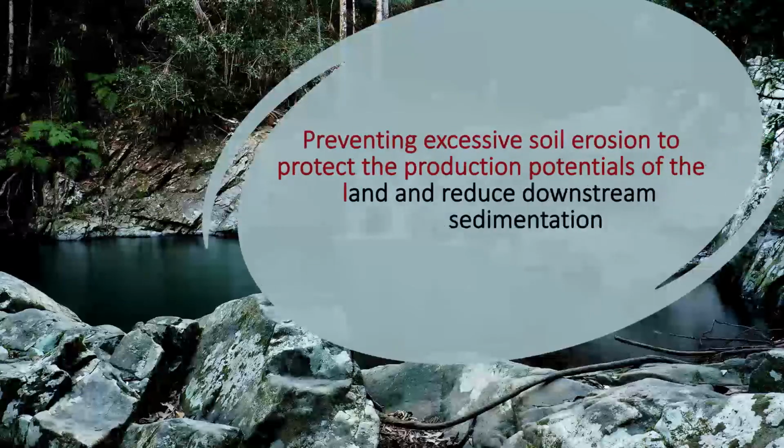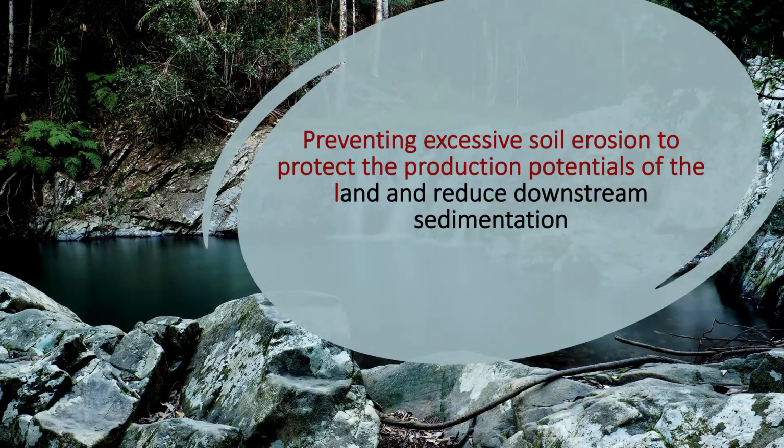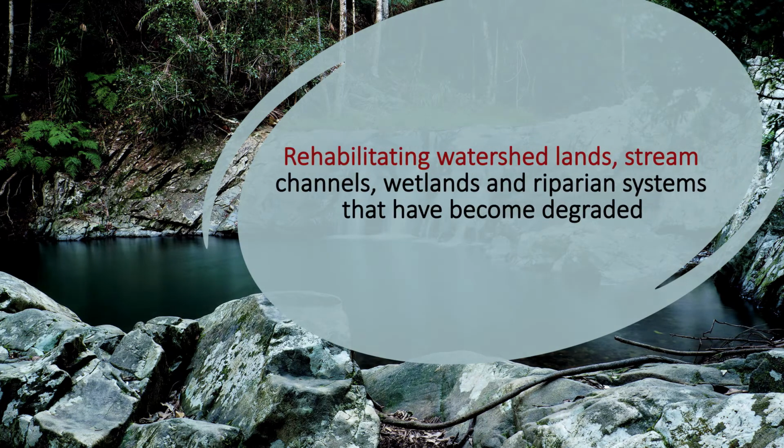Sustaining or increasing supplies of high quality water and improving the quality of water in streams, lakes and other water bodies. Preventing excessive soil erosion to protect the production potential of the land and reduce downstream sedimentation. Rehabilitating watershed lands, stream channels, wetlands and riparian systems that have become degraded. These are some of the major objectives.